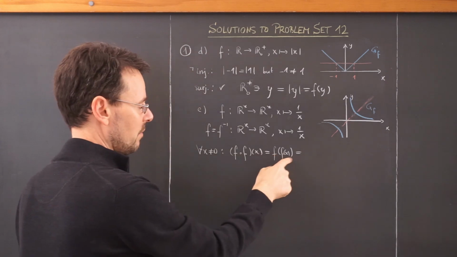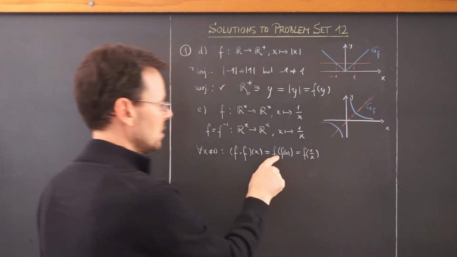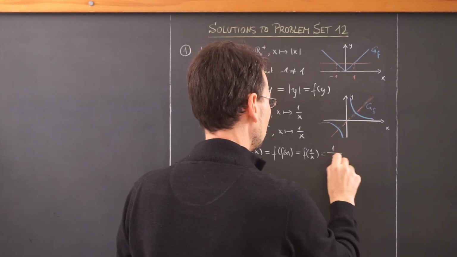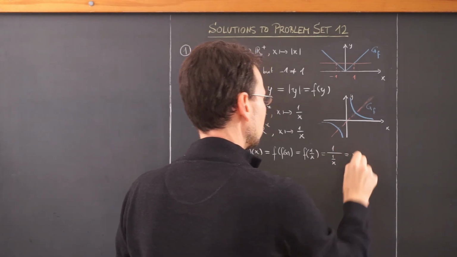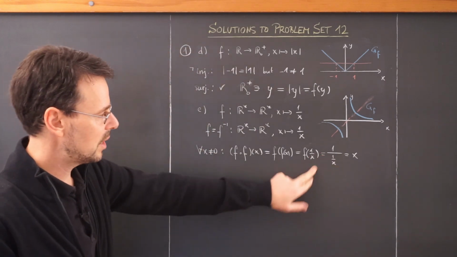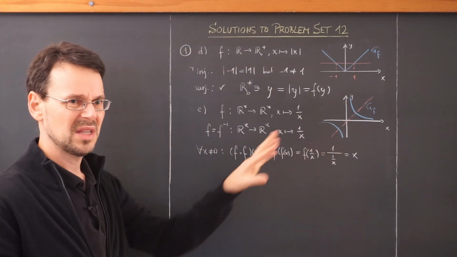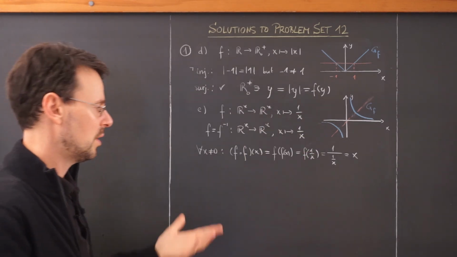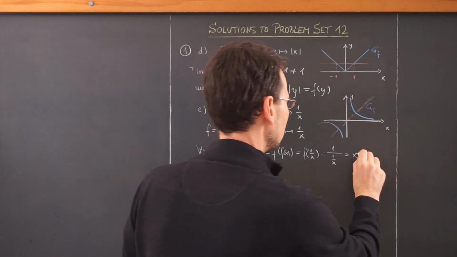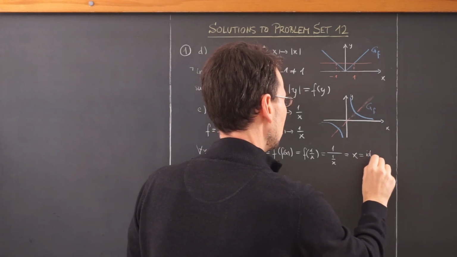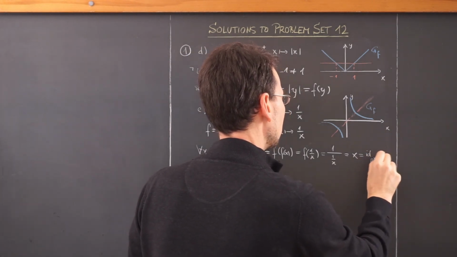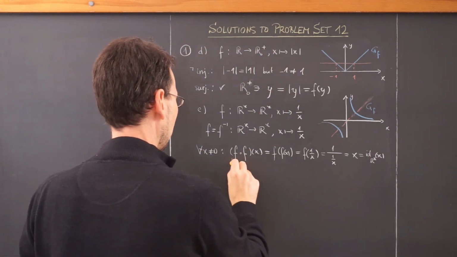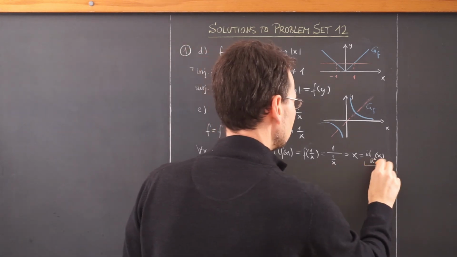So this is f of x. This is f of 1 over x. And again, this is 1 over x. But this is just x. You multiply with the reciprocal inverse fraction, and you end up with x over 1 times 1, which is x. So this is the identity on R star of x, showing that indeed f is its own inverse.